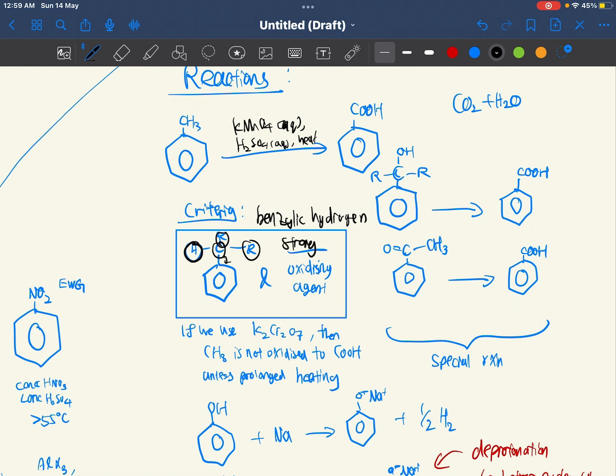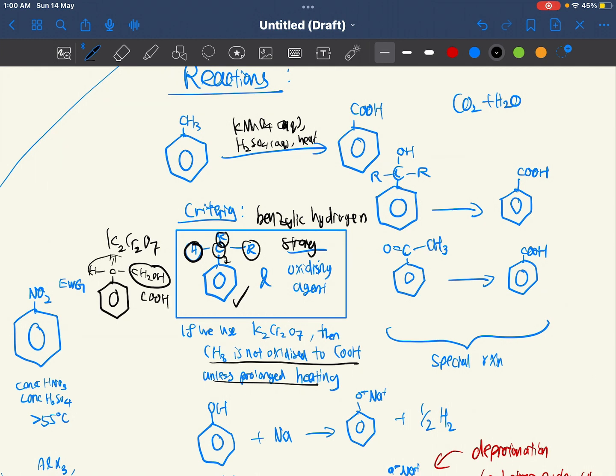So if a question would ask you, describe what happens when I use potassium dichromate instead, and you have a benzylic hydrogen, please note that CH3 is not oxidized unless prolonged heating. But if there's any other groups on this benzene ring, for example CH2OH, then yeah, this will be oxidized to a carboxylic acid. But this whole thing will not be oxidized to a carboxylic acid, okay?